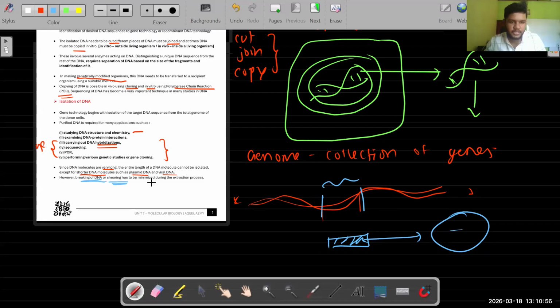Breaking the DNA and shearing should be minimized during the extraction process, because DNA is a sensitive component. Now the complete generation is dependent on this DNA, right? While we just cut them, if any sequence is removed, any essential information, it is a complete loss, right? That is what we learned under chromosomal mutation.